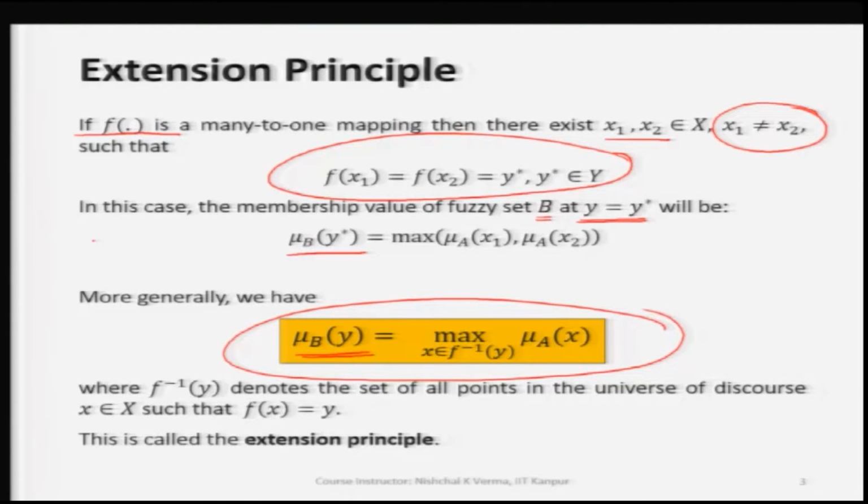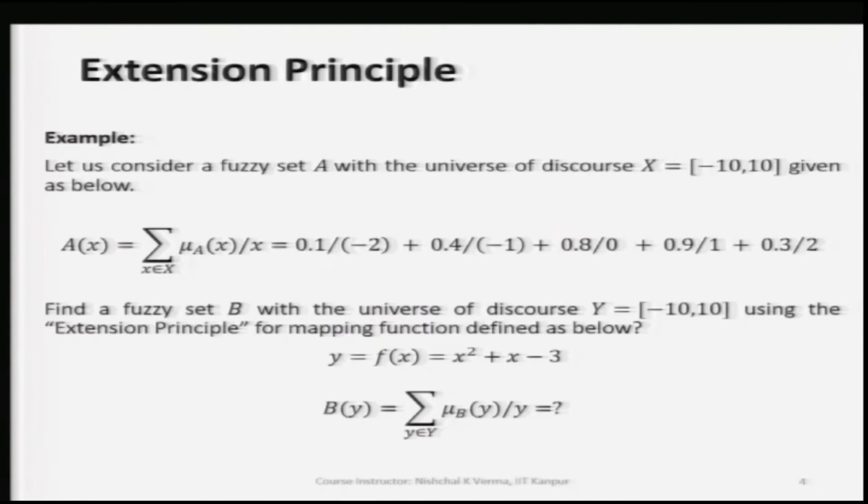So, that is how we are able to convert or transform the membership functions from one domain to another, from one generic variable to another, from one universe of discourse to another. Here very clearly we have transformed A into B. A is defined in the universe of discourse capital X, where B, which is the transformed fuzzy set, is defined in the universe of discourse capital Y. So, this is called the extension principle.